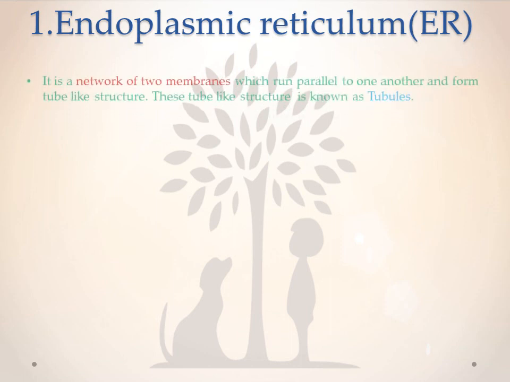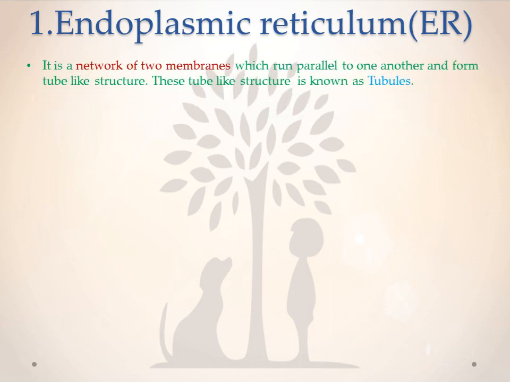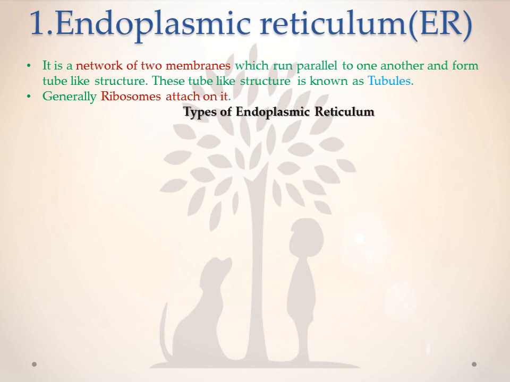Let's see. Endoplasmic reticulum is a network of two membranes which run parallel to one another and form a tube-like structure. This tube-like structure is known as a tubule. Generally, ribosomes attach to it.